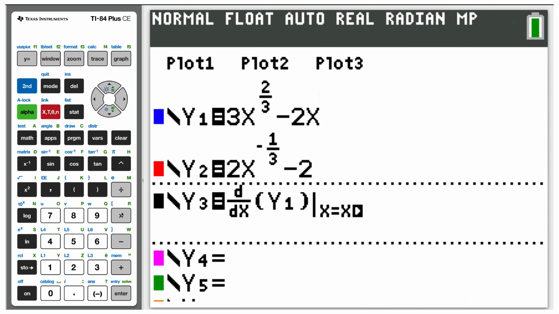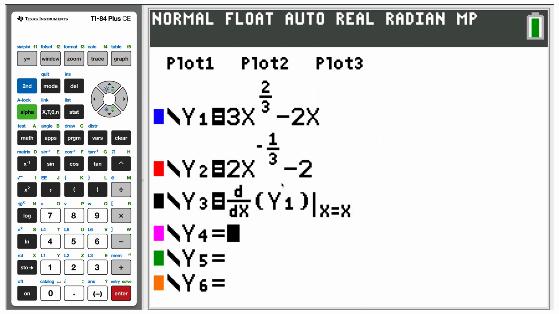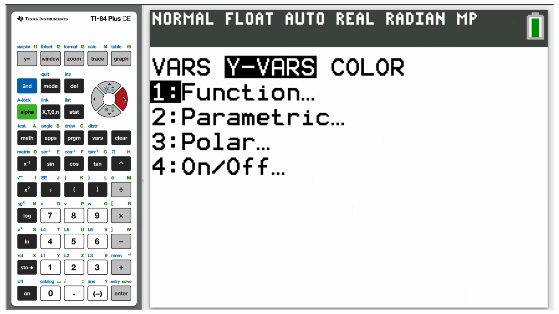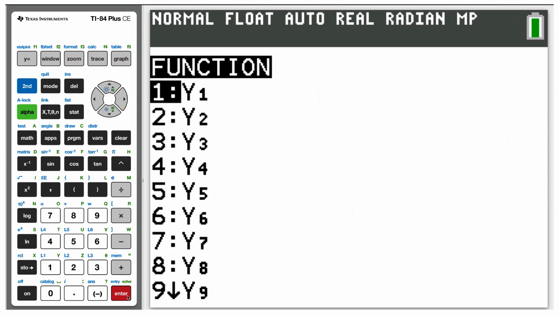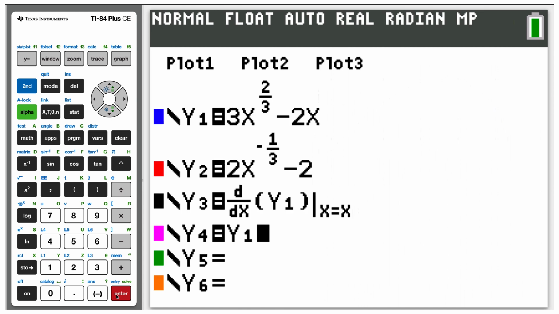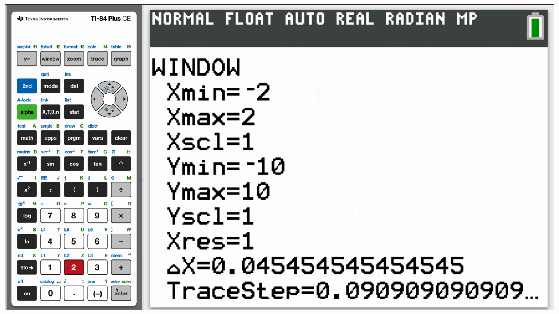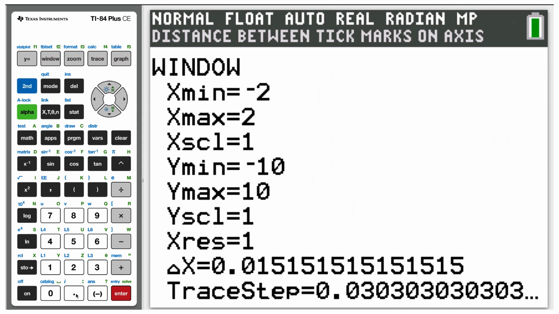Now, if you have an older calculator that doesn't have that alpha shortcut, you will have to hit vars, right arrow to Y-vars, enter on function, and that's where you'd hit enter for your y1. So that's what you would have to do up here. I'm just going to delete that out right there. Okay, then our change of our window, x min -2, x max 2, and we wanted this to count by 0.25.